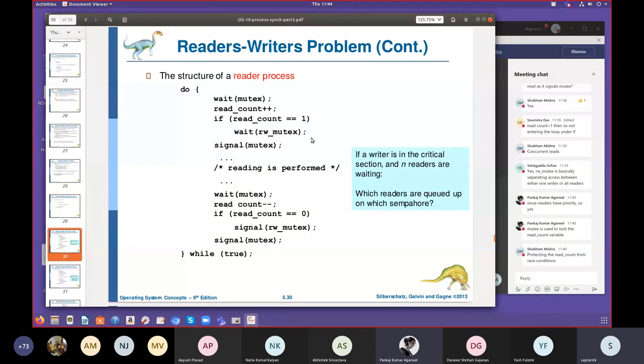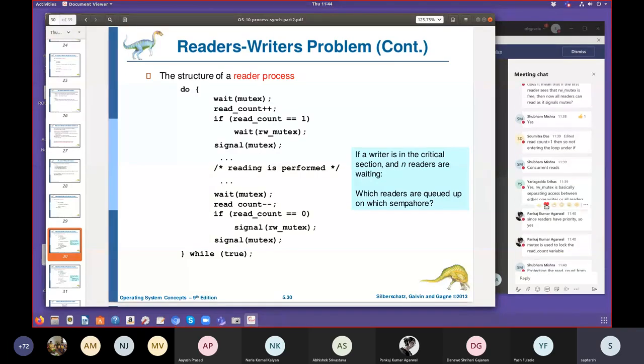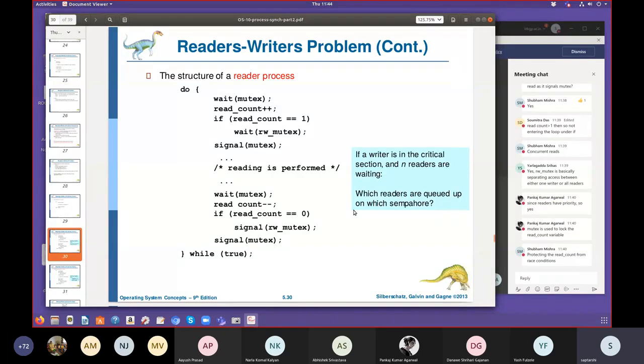Basically, it's important to distinguish between the role of RW mutex and mutex. Mutex actually is not controlling access to the shared data. Mutex is controlling access to this read count variable, right? Whereas RW mutex is the one which is controlling access to the shared data, right? So think about it. Maybe if this discussion did not make sense, then think about it. Maybe read the book a bit more. It contains a better description of the reader-writer problem.